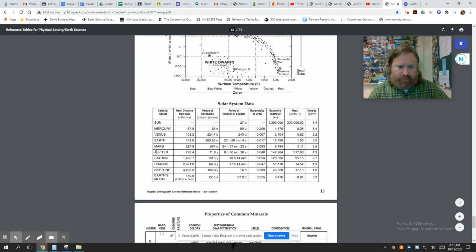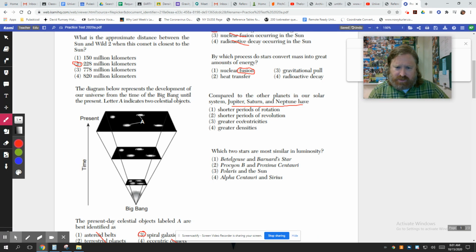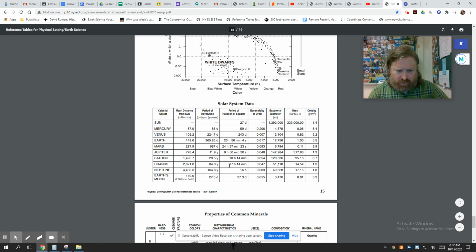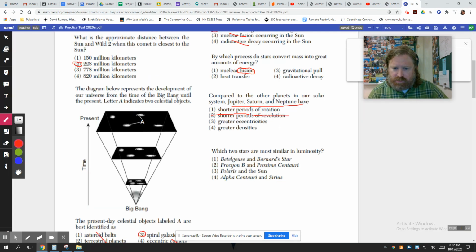So again, this is going to be coming back to here. You don't have to memorize anything about planets. So what's going on with these ones relative to the others? Shorter rotations, shorter revolutions. We just answered the opposite of that, so I'm chucking that right away. Greater eccentricities or greater densities. I'm not thinking it's the eccentricity because Mercury is a really high one, and it's certainly not the densities because these densities are all lower than these ones. So that's gone and that's gone. Do they have shorter rotations?